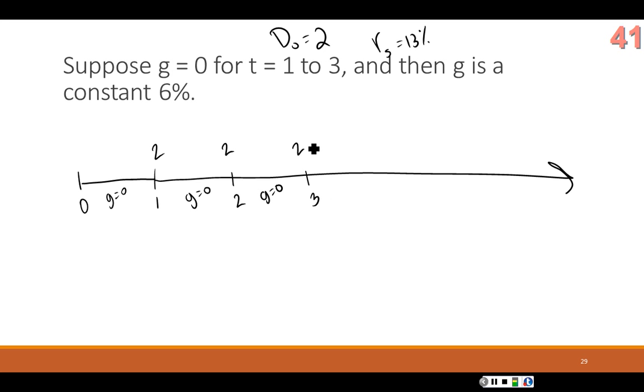After time period 3, the growth rate becomes a constant 6%. So we need to calculate the dividend for time period 4. The dividend for time period 4 is the dividend for time period 3 times 1 plus the growth rate of 6% to give you $2.12. We don't have to calculate dividends any further than that because after time period 3, we can use the constant growth rate formula.